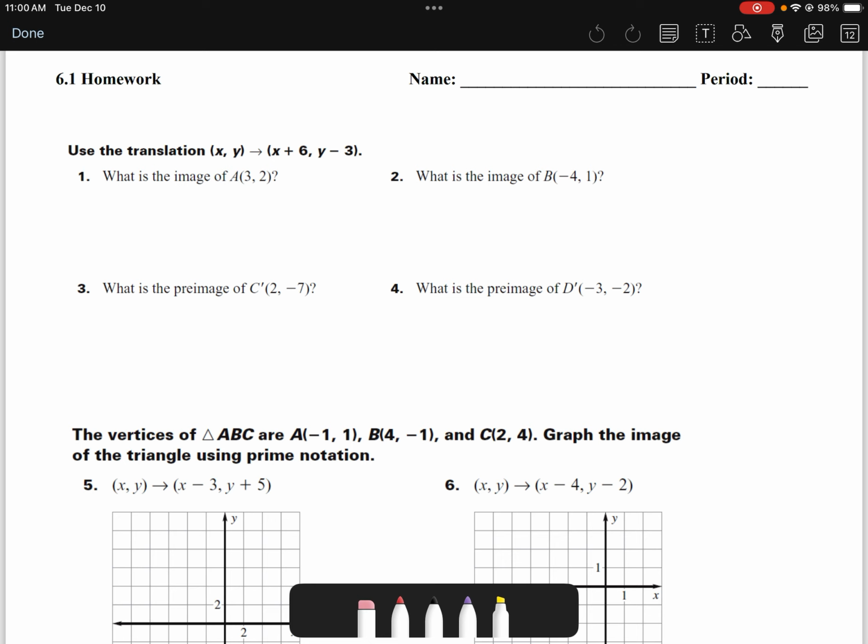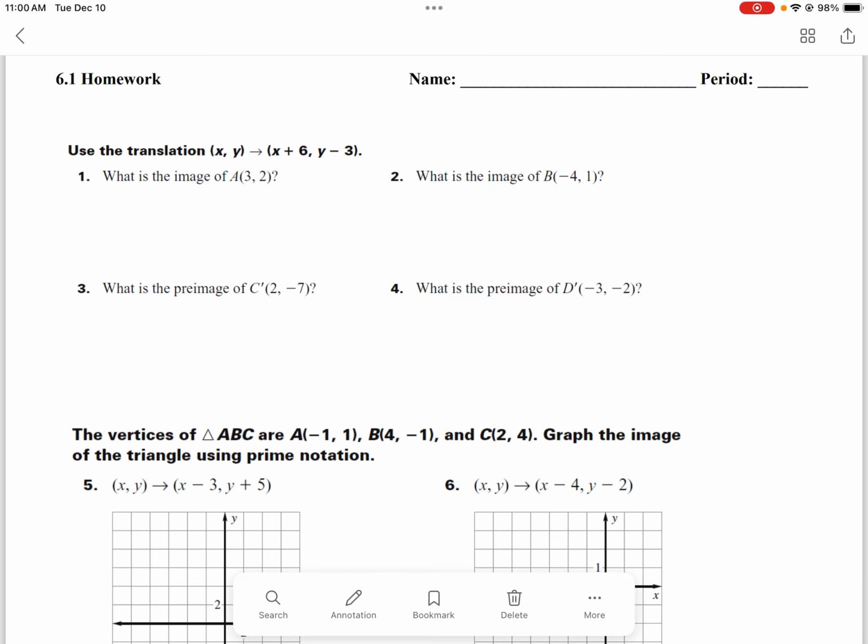All right, so I'm going to let you get started on that, show the sub your completed notes, and then you have the rest of the time to work on your homework.